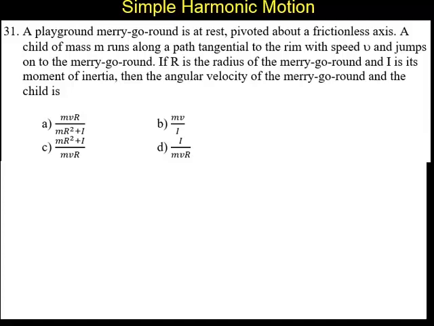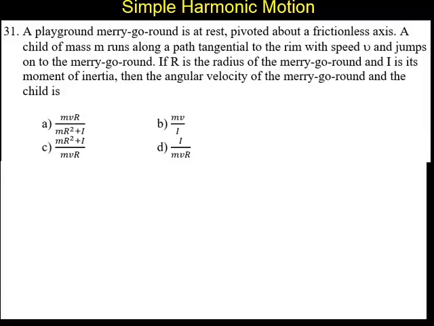Question number 31. A playground merry-go-round is at rest, pivoted with a frictionless axis. A child of mass m runs along a path tangential to the rim with a speed v and jumps onto the merry-go-round. If r is the radius of the merry-go-round and I is its moment of inertia, then the angular velocity of the merry-go-round and the child is.